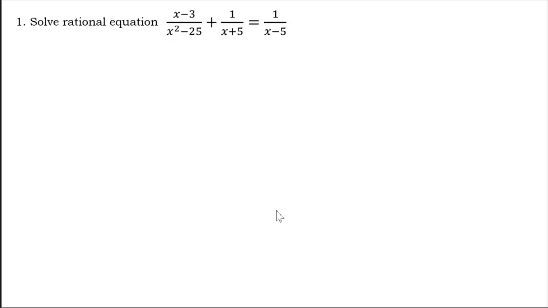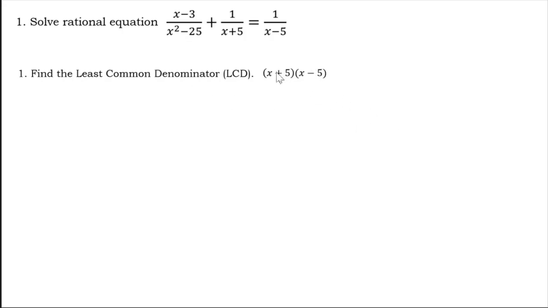Then, solving rational equations. So the problem is x minus 3 all over x squared minus 25 plus 1 over x plus 5 equals 1 over x minus 5. So first, we have to find the least common denominator. Since x squared minus 25 is of course factorable, its factor is x plus 5 times x minus 5.